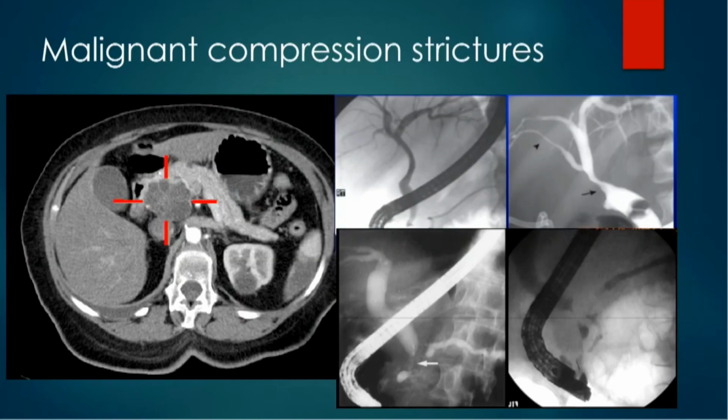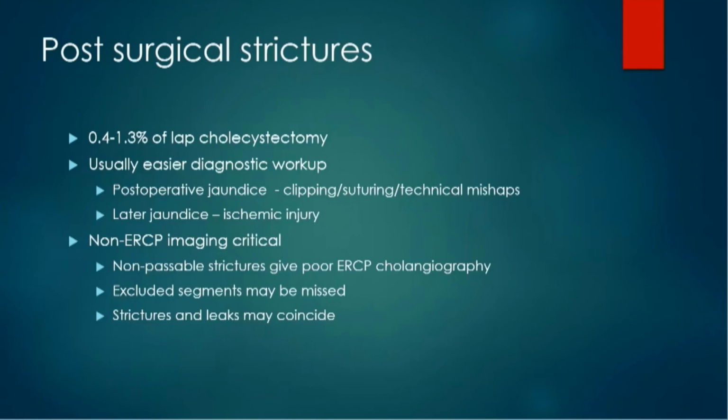So this would be the classical malignant compression stricture, and if you have this CT scan, there is no doubt, I think, about the mechanism. And these are the images seen by ERCP or MRCP, where the cause may not be as clear. But mostly those external compressions from tumors are not a difficult diagnosis.